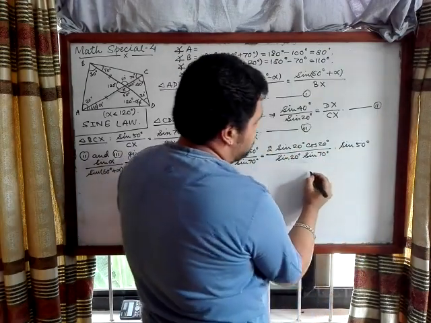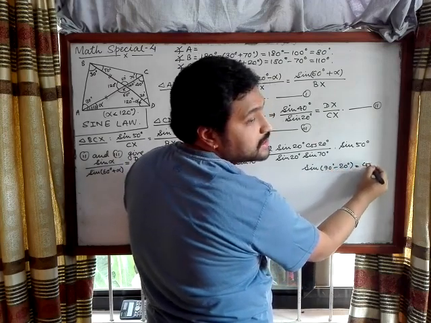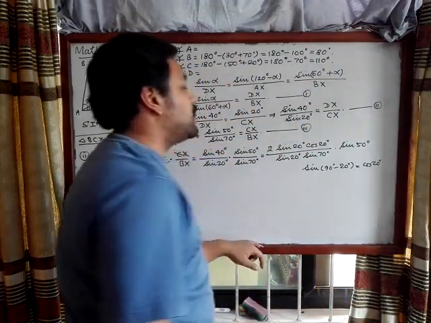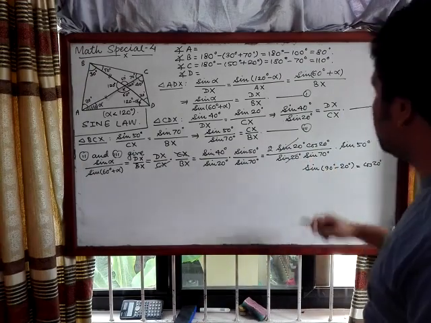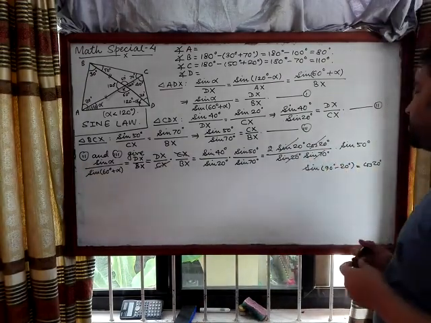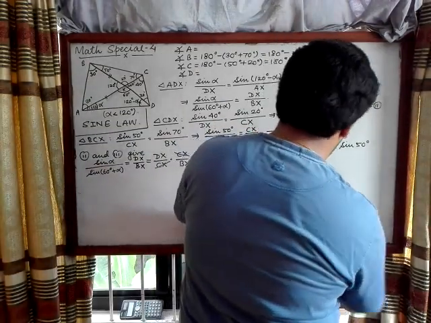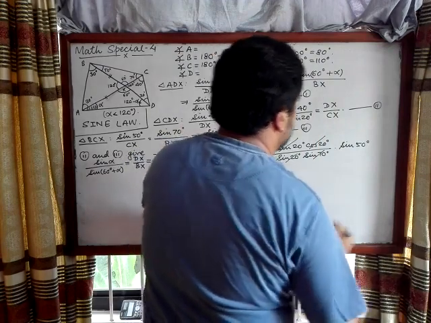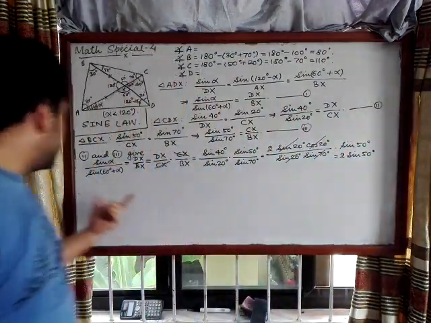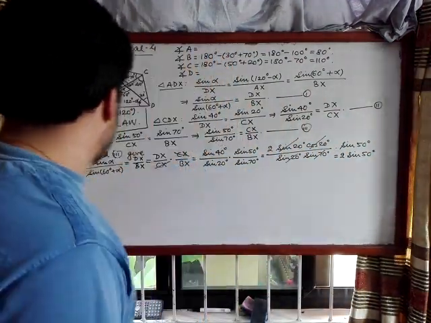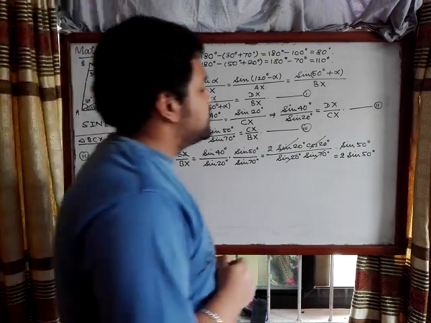Now let's see, sine 70 means sine 90 degrees minus 20 degrees, which is equal to cos 20 degrees. So we can cancel out this with this, and since these two are equal, we can cancel out these two as well. Now what we are left with is 2 sine 50 degrees. So this is equal to 2 sine 50 degrees. We're quite close.